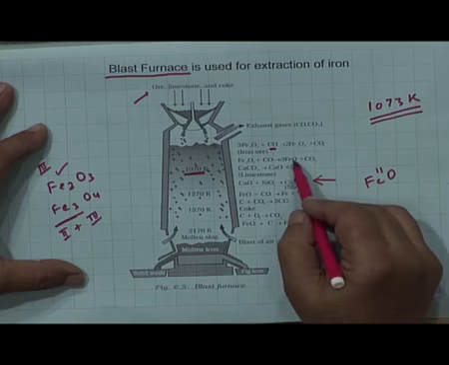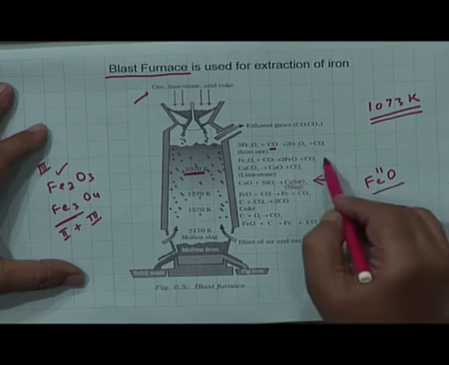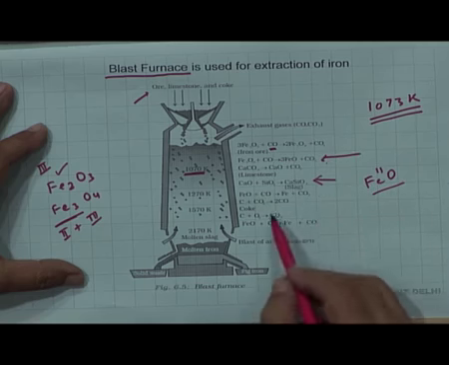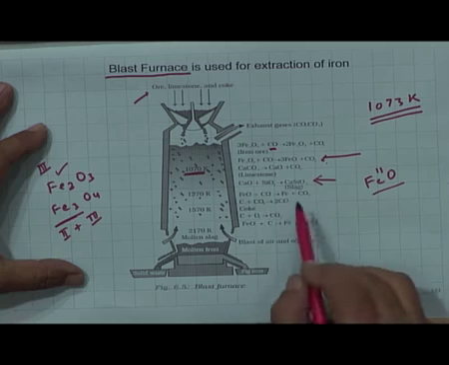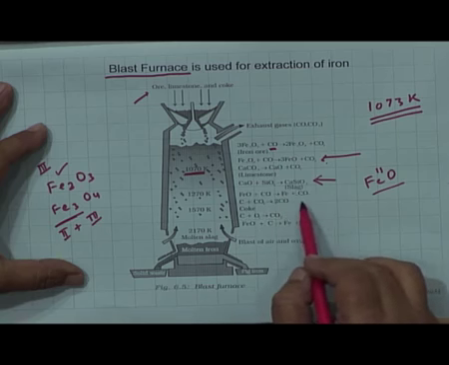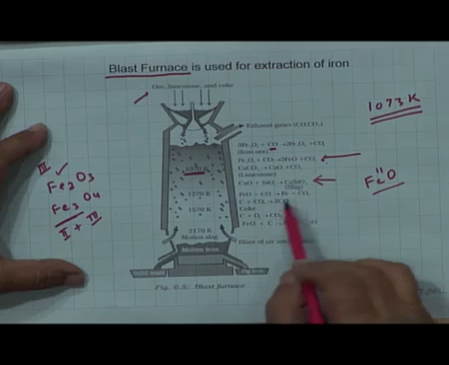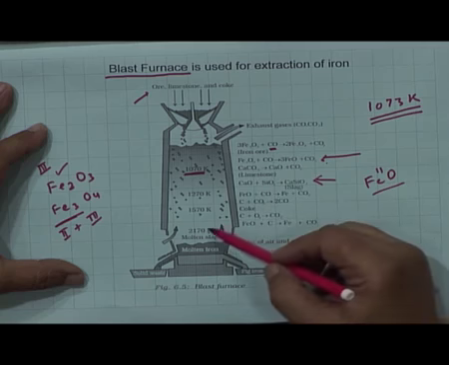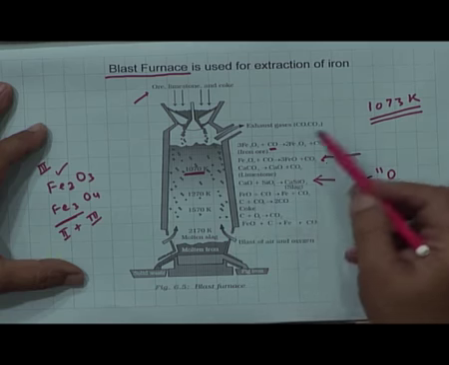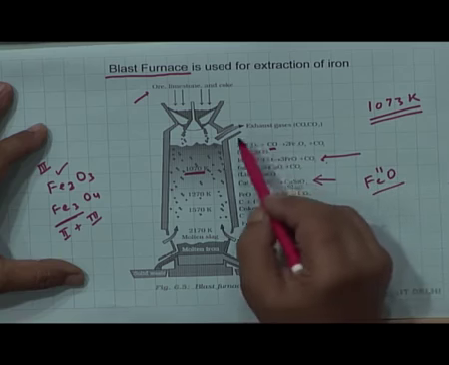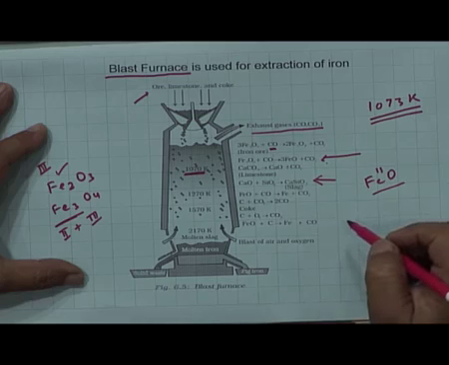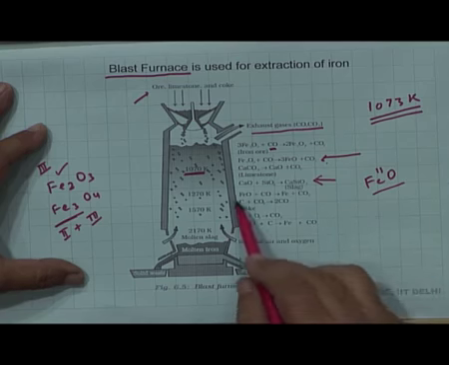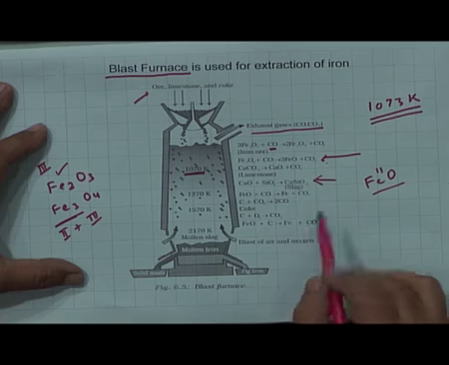and this iron 2 oxide which is formed at this stage will be again reduced by CO or carbon monoxide to metallic iron, and a lot of carbon dioxide will be produced, and this all will basically go as an exhaust gas. So, overall you will get iron.